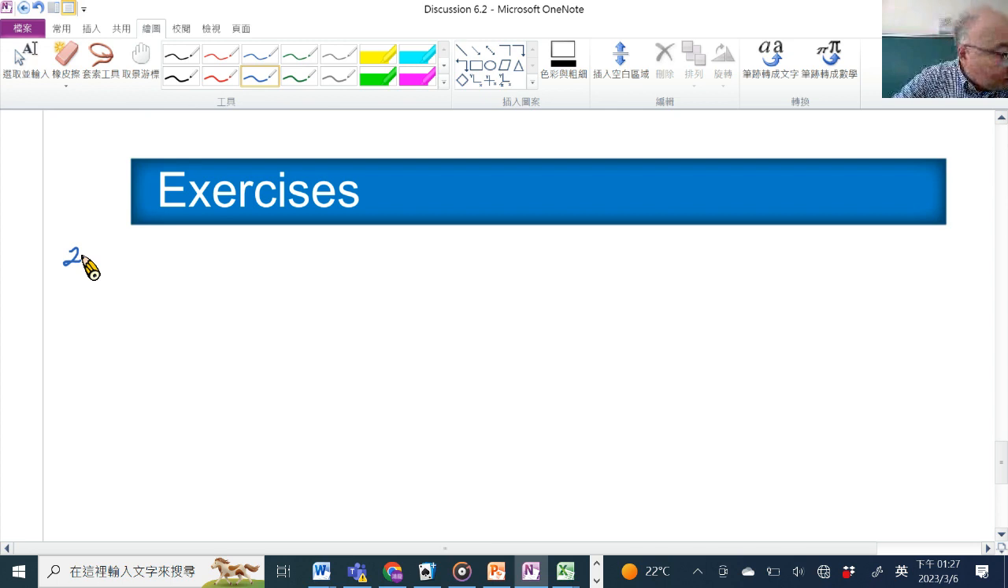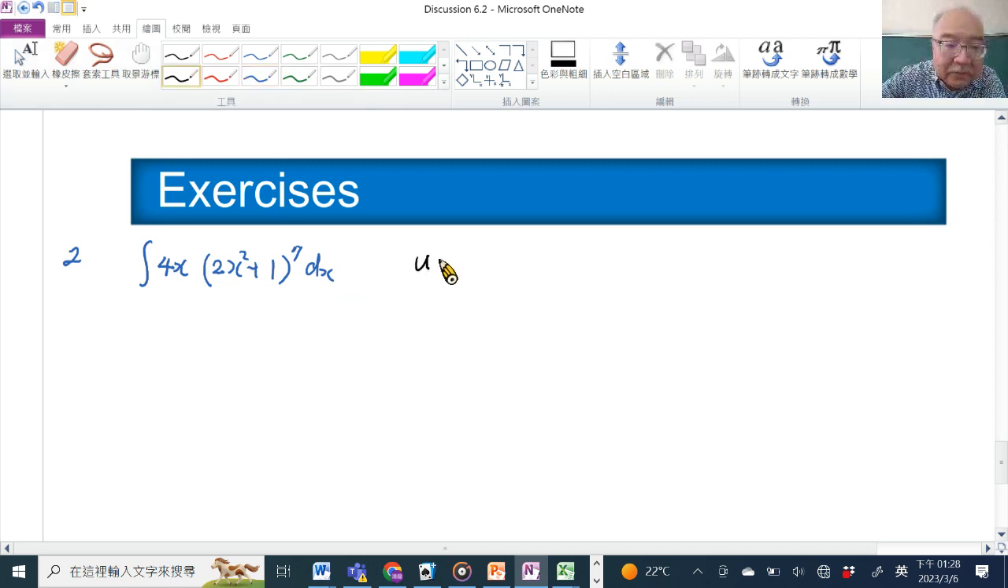Question number 2. The integration originally in terms of variable x is the integral of 4x times (2x squared plus 1) raised to the power 7 dx. According to our steps, the first thing you must find is u equal to g of x, and then you are going to do du equal to g prime of x dx.